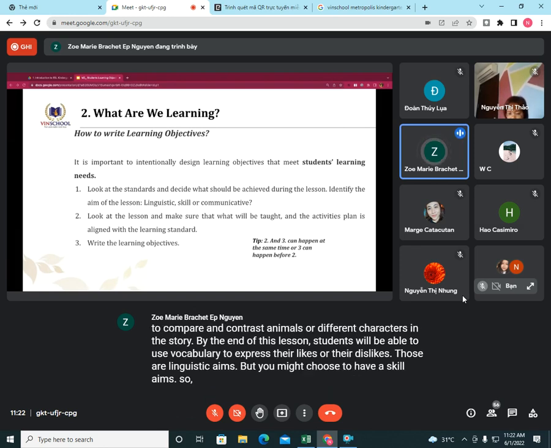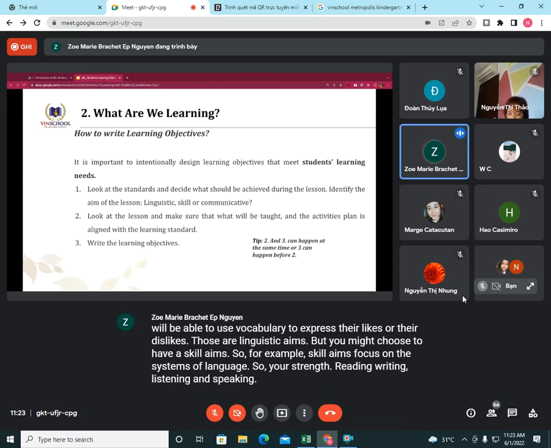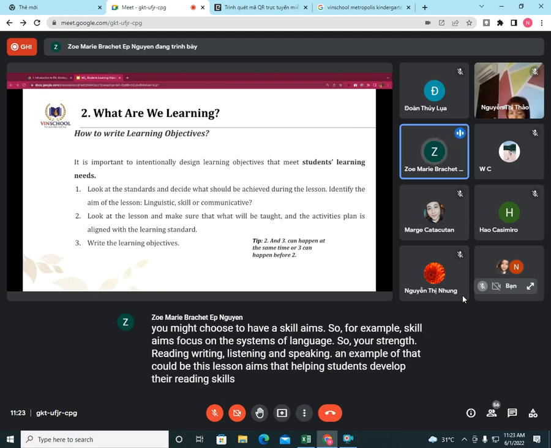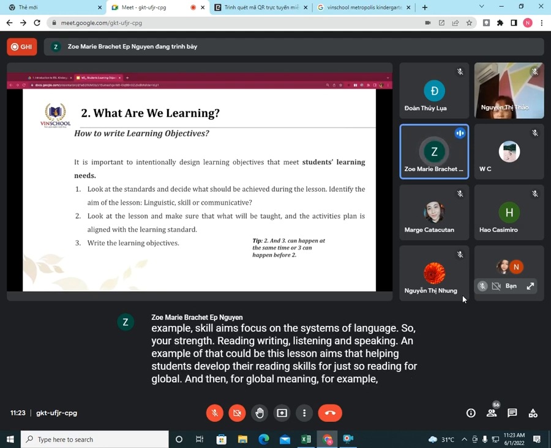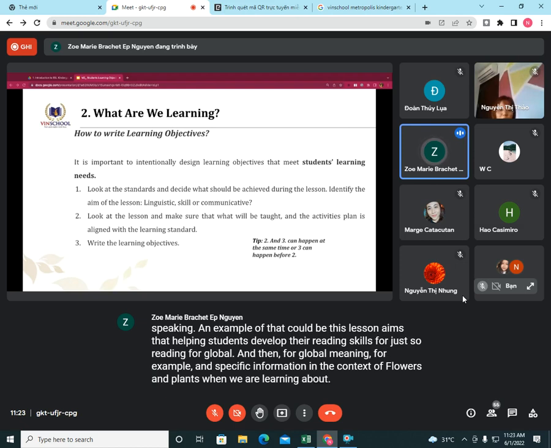So for example, skill aims focus on the systems of language. So your strands: reading, writing, listening, and speaking. An example of that could be, this lesson aims at helping students develop their reading skills for gist. So reading for global meaning, for example, and specific information in the context of flowers and plants when we are learning about spring.